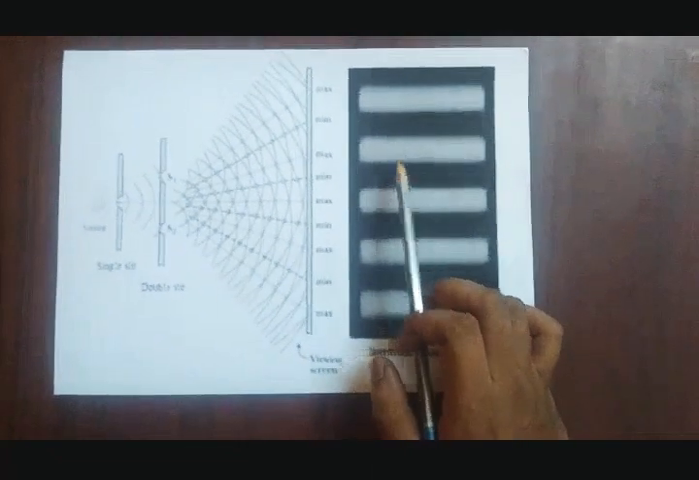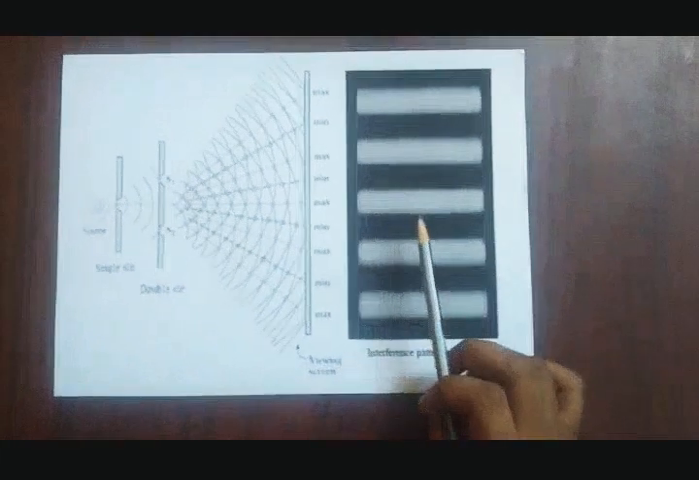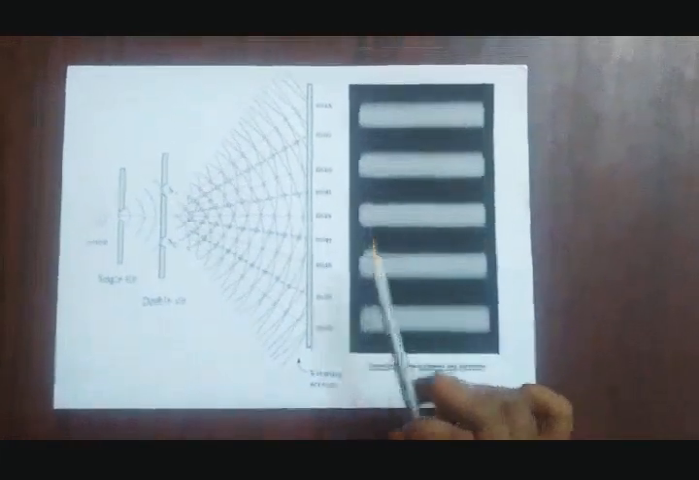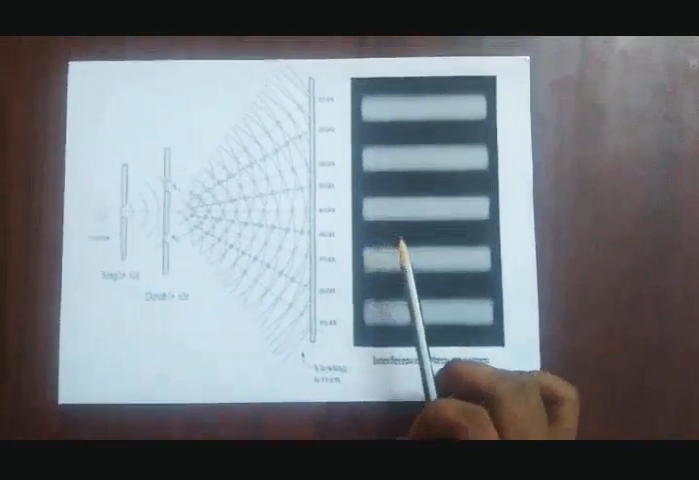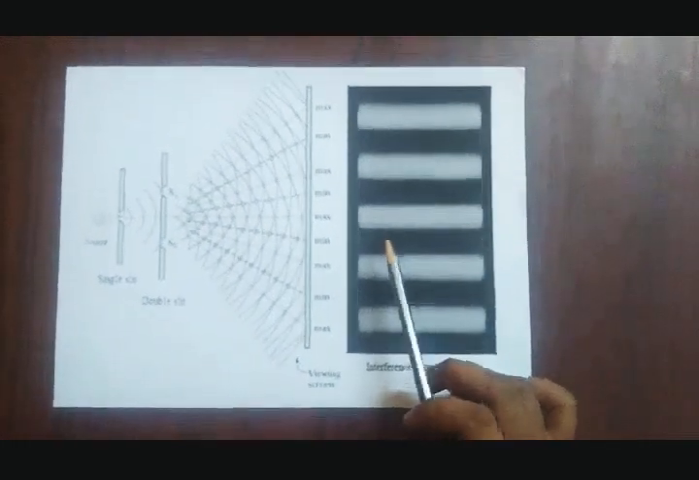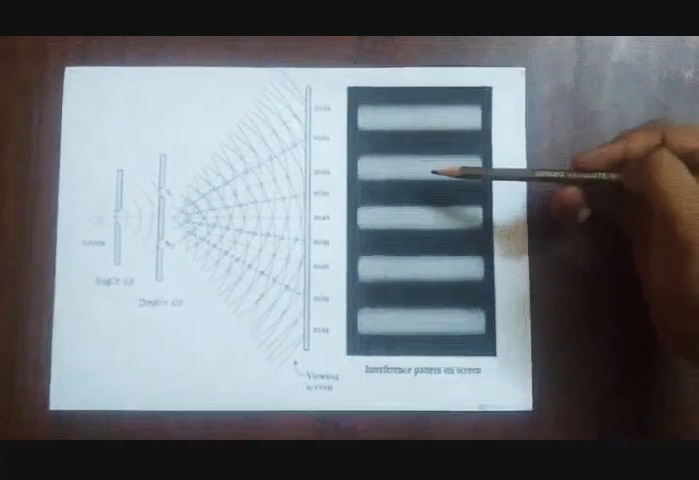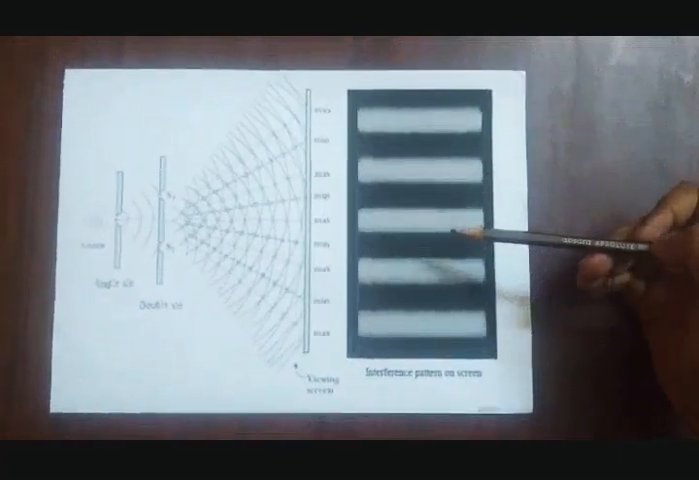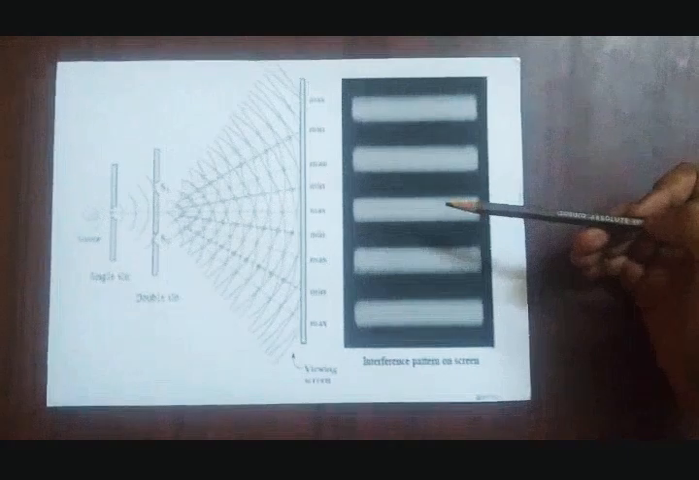When we obtain this pattern on the screen, we can gauge the object from where the light is coming, and then determine the distance or the characteristic of the object depending on the interference pattern we obtain here. So that's basically the use of interference in interferometry.